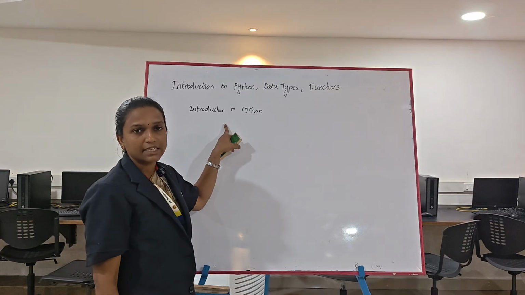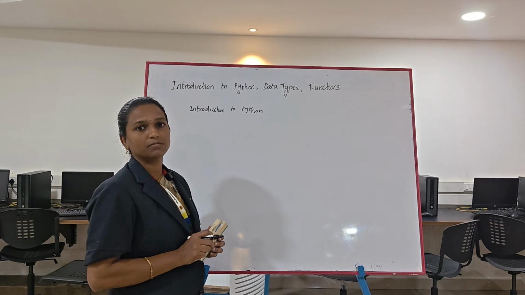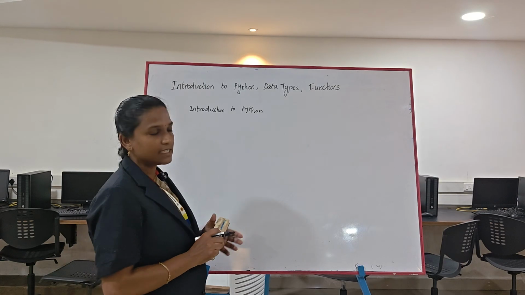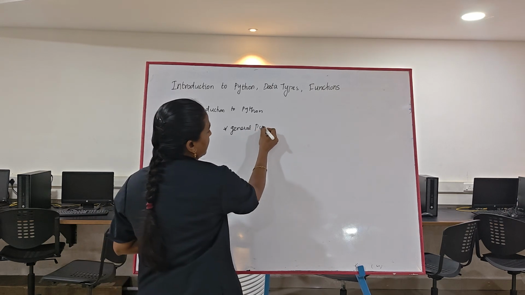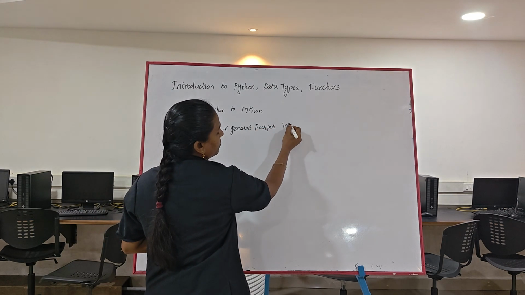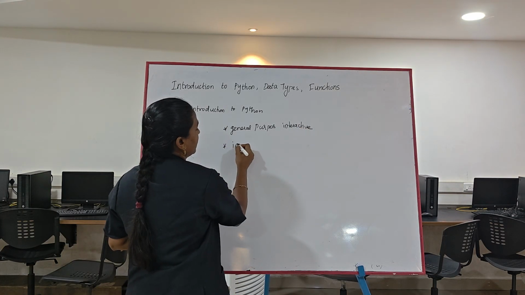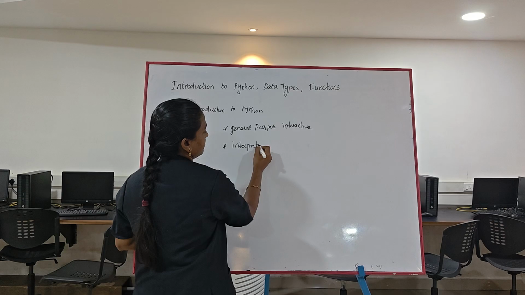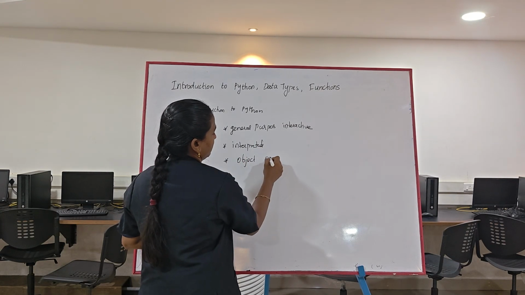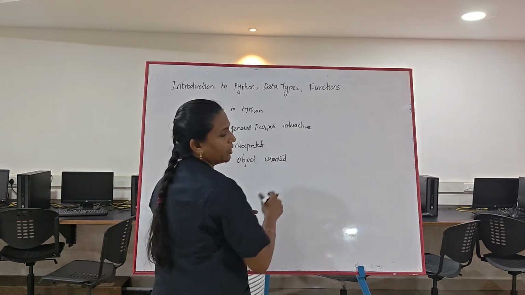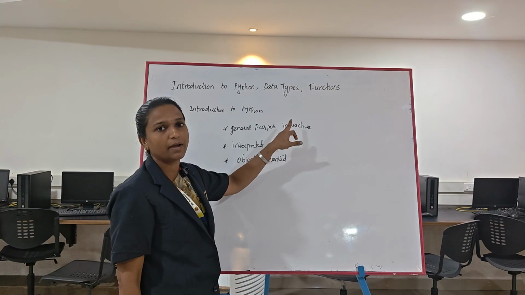Introduction to Python. Python is an interpreted, general purpose, interactive, object-oriented programming language. So Python is a general purpose, interactive and interpreted and object-oriented programming language. General purpose interactive means we can run the program at runtime.